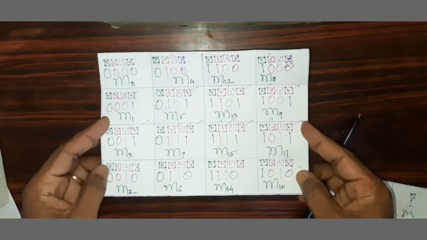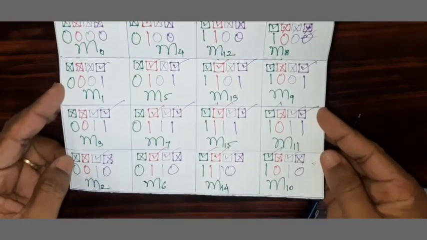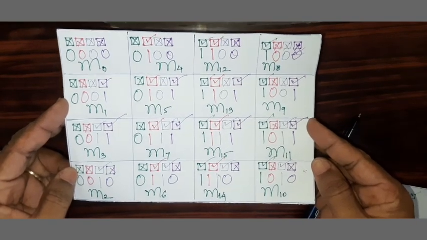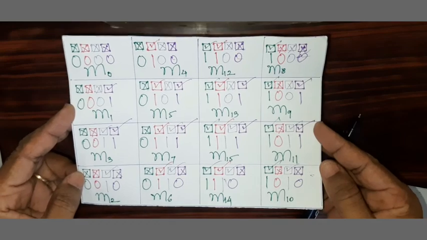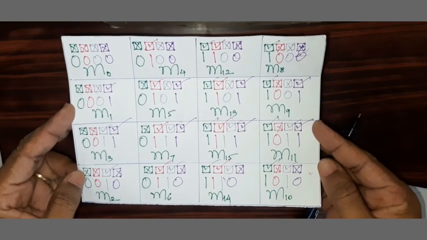So now this is the association between the 4 variables for Karnaugh map and minterms. I hope you have understood this labeling.